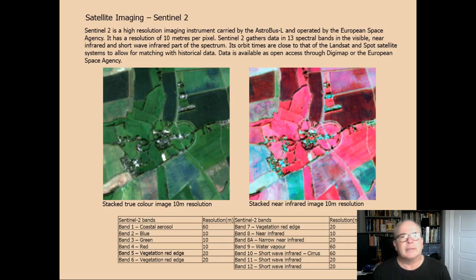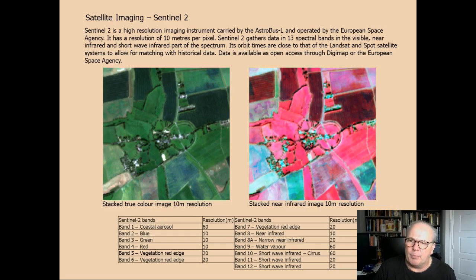So if you're doing a landscape survey, for instance, that's a very, very useful scale. But it's also multispectral. So what we're looking at here, for instance, on the left we have a stacked true colour image at 10 meter resolution, which is a conventional colour image, and we see Avebury in the middle here. And on the right we have a stacked near infrared image, also at 10 meter resolution. If you're looking for changes in landscape, perhaps archaeological features, using near infrared can actually be quite useful.